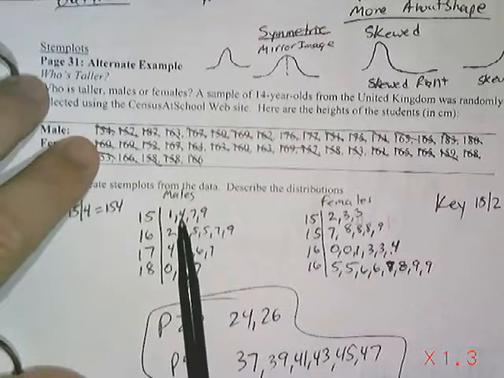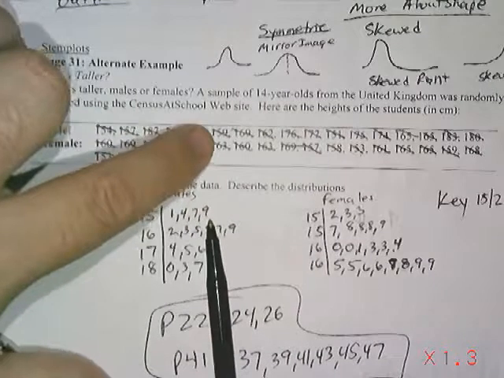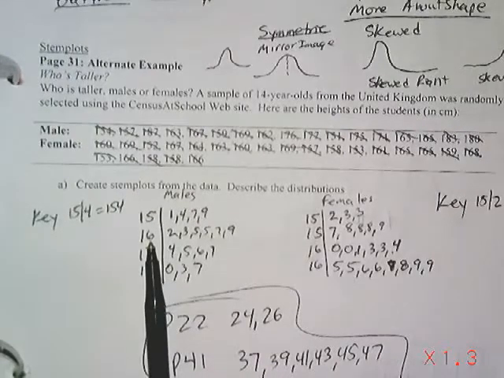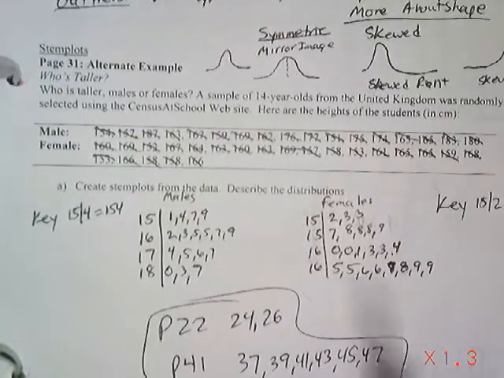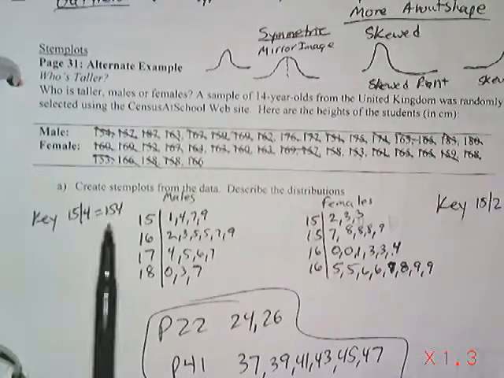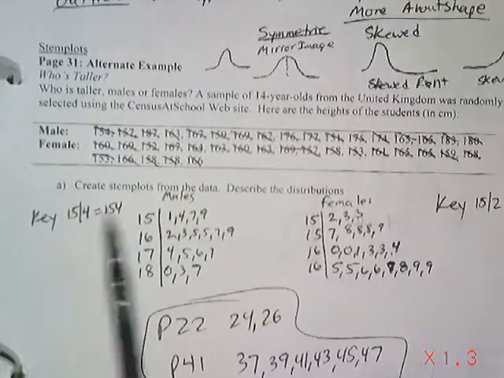What that does is, if we didn't split the stem, it would be harder for us to tell anything at all about shape. By splitting the stem, we can see a little bit of the distribution. We see this is kind of skewed. Looks like it's skewed a little bit. Okay. But we wouldn't be able to see that very well if we only had the 2 stems, one for 15 and one for 16.